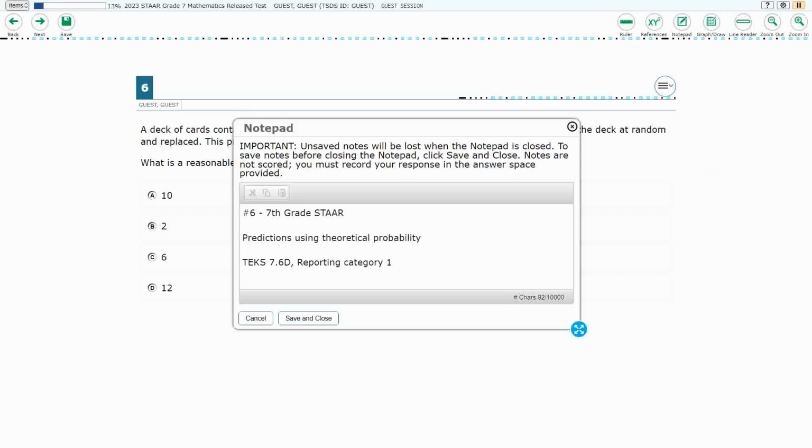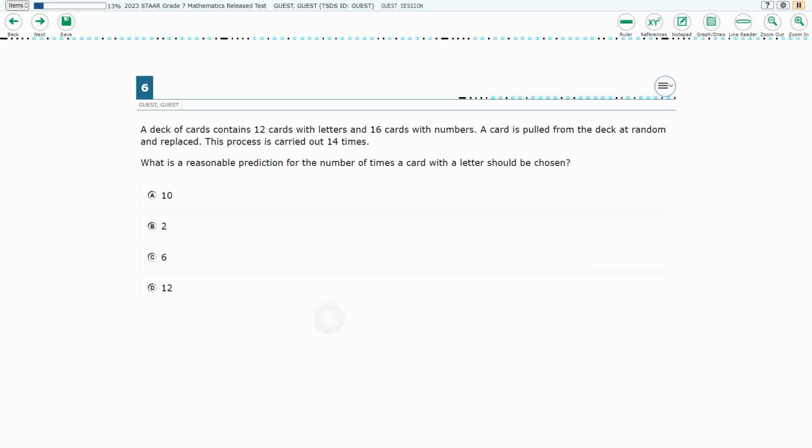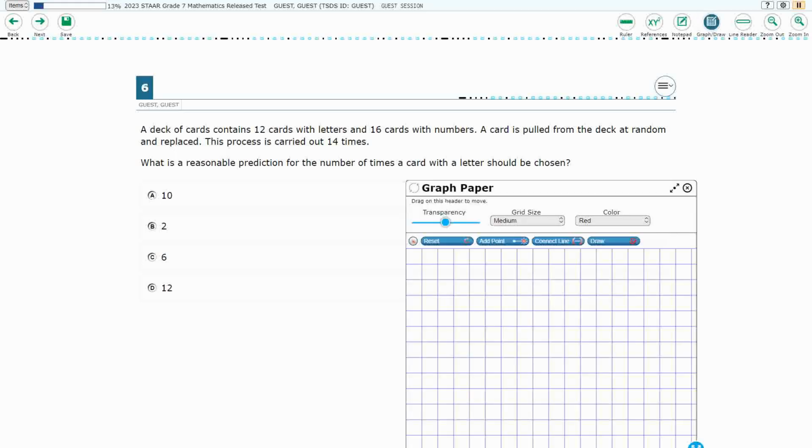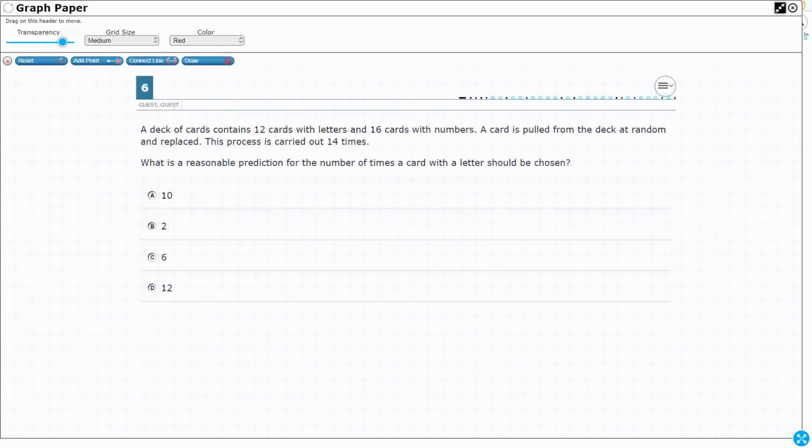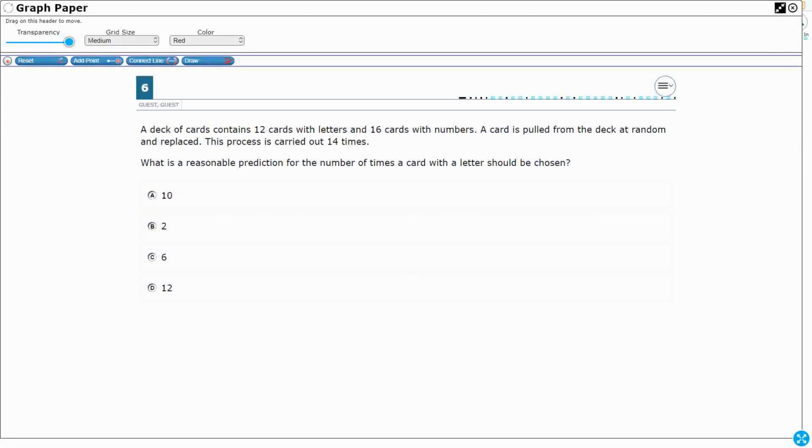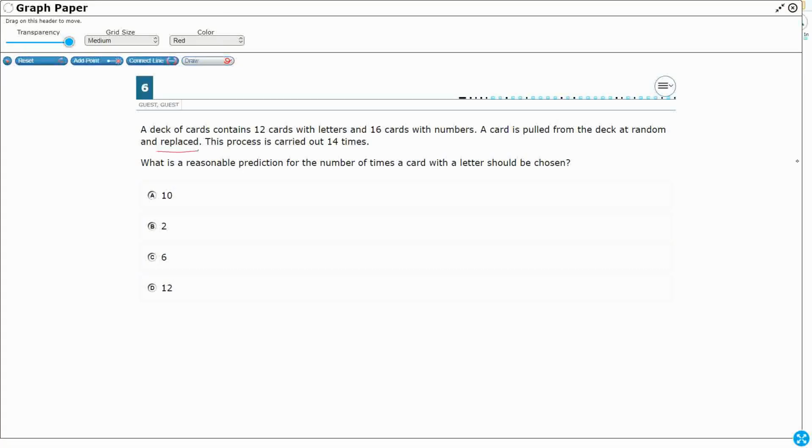For number 6, we are making predictions using theoretical probability. This is in reporting category 1, TEKS 7.6D. So we have a deck of cards, contains 12 letters and 16 cards with numbers. And we have to pull a card out at random, and then it's going to be replaced. So that's going to be helpful because that means the total number of cards is not going to decrease every single time. You pull a card, look at it, put it back. So we're carrying it out 14 times. We're looking for a reasonable prediction for the number of times we pull a card with a letter.